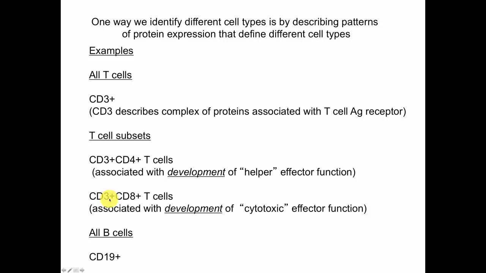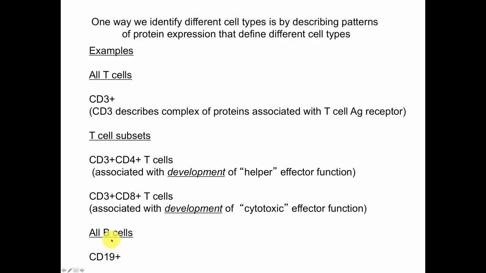Another protein that's expressed on T cells is called the CD8 protein. And again, the CD8 protein helps classify T cells with their ability to develop cytotoxic effector function. And so you have these two main classes of T cells, some that express the CD4 protein and some that express the CD8 protein. And the expression pattern of those proteins is associated with the ability of those cells to ultimately develop different immune effector functions.